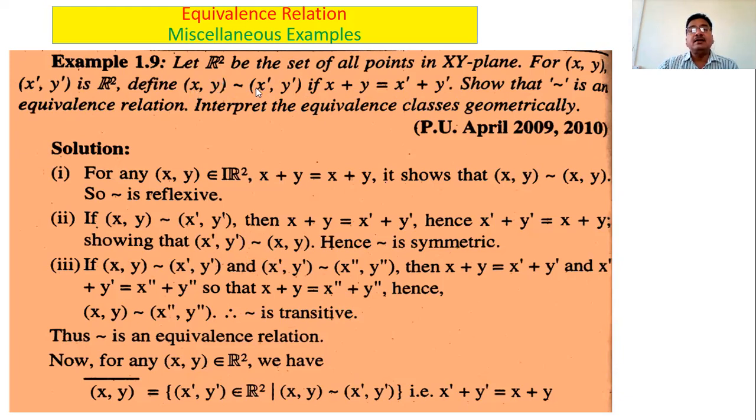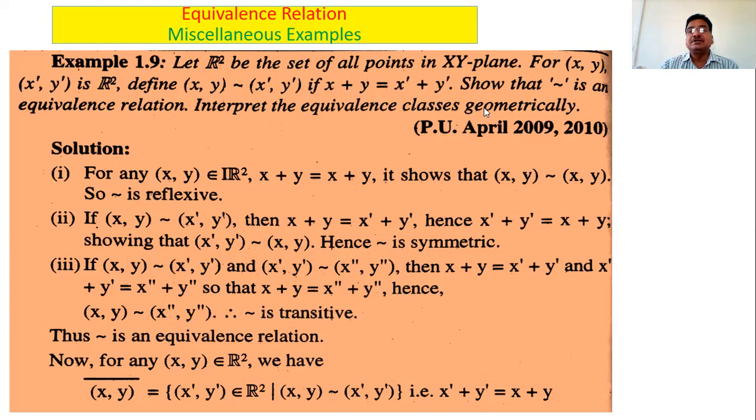If we take two elements, suppose (2, 2) and (1, 3), are these two elements related under this relation? Yes, because for (2, 2), 2 plus 2 is 4, that is x plus y is 4, and for (1, 3), taking x' y' as 1, 3, 1 plus 3 is 4. And so (2, 2) is related to (1, 3). So under this relation, two elements are related if x plus y is equal to x' plus y'. And the question is: show that this wiggle is an equivalence relation.